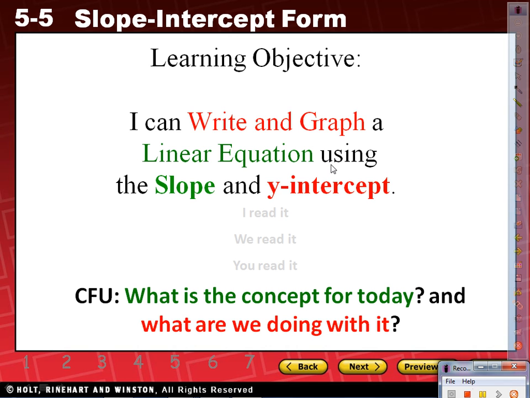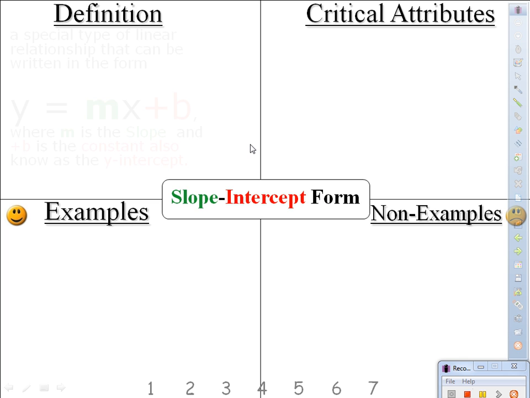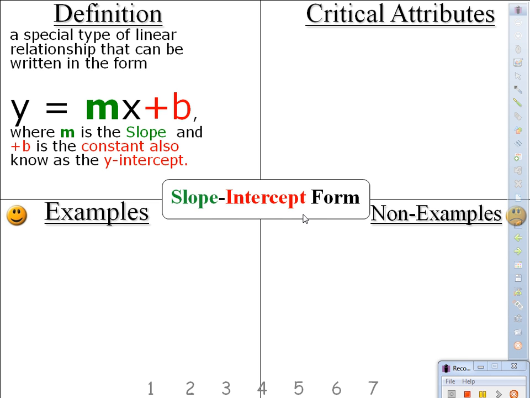So we do need a Frayer model. We don't need one for the linear equations, but we do need one for slope-intercept form. So slope-intercept form, what is that? A special type of linear relationship that can be written in the form y equals mx plus b, where the m is the slope and the plus b is the constant, also known as the y-intercept. So this is the form. Slope-intercept form is y equals mx plus b. You're writing this down, right?